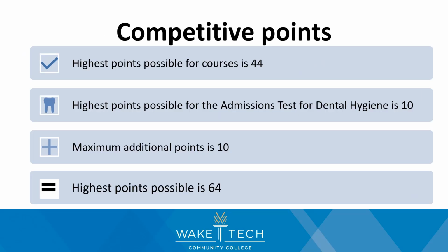This slide illustrates the maximum number of points that can be earned in the competitive admissions process. The highest points possible for courses is 44. The highest points possible for the admissions test for dental hygiene is 10. The maximum additional points is 10, giving the grand total of highest points possible 64.